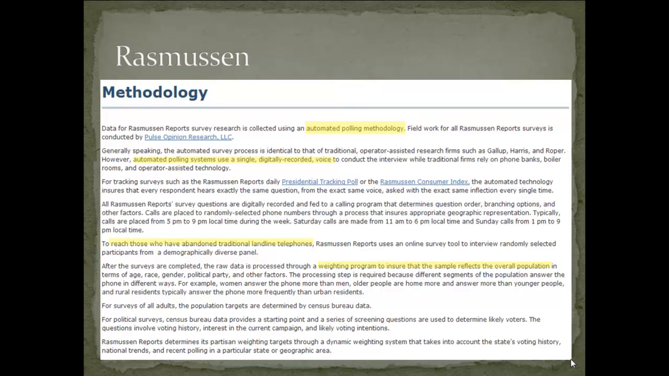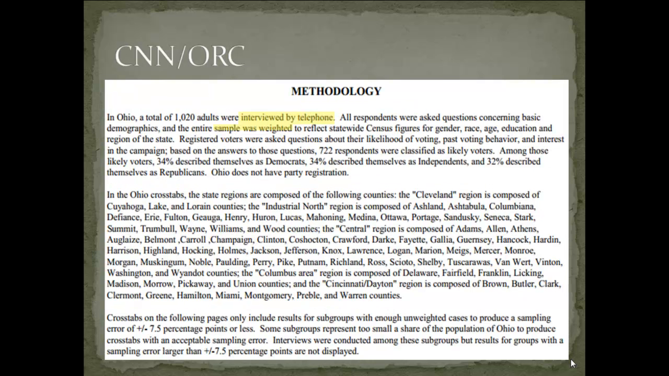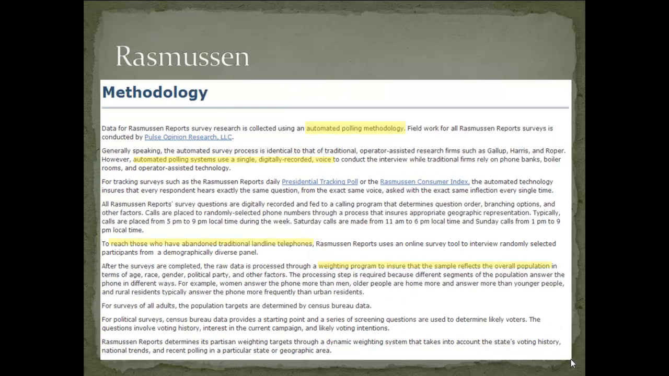Then the Rasmussen poll, I found their methodology, and they do a very similar thing here. They say, we used automated polling methodology. Again, automated polling systems use a single digitally recorded voice. They also mention they have methods to reach those who have abandoned traditional landline telephones, which makes you wonder about this last one. Do they interview only landline telephones? Did they interview people with cell phones? They're not very clear here, so we have no idea. And then again, the Rasmussen poll uses a weighting methodology to make sure that it's representative.